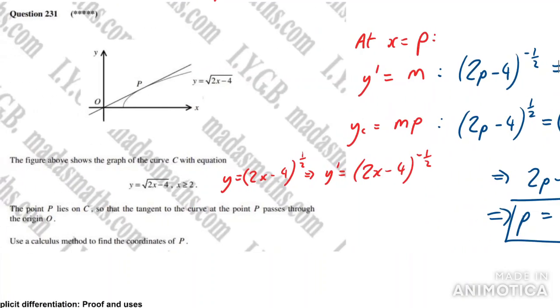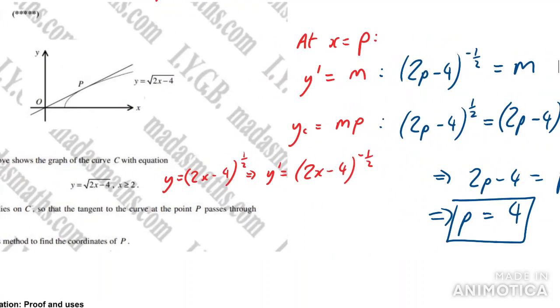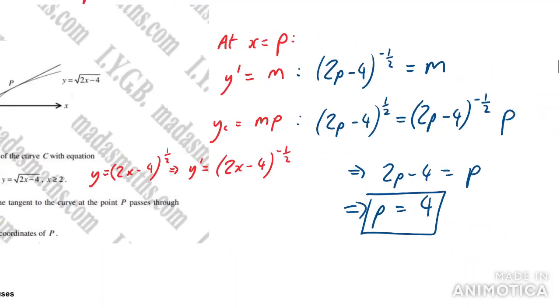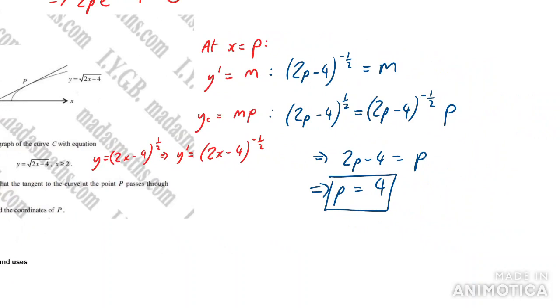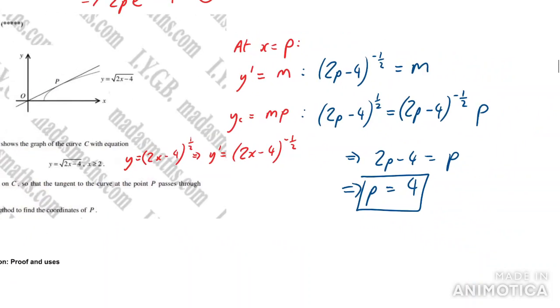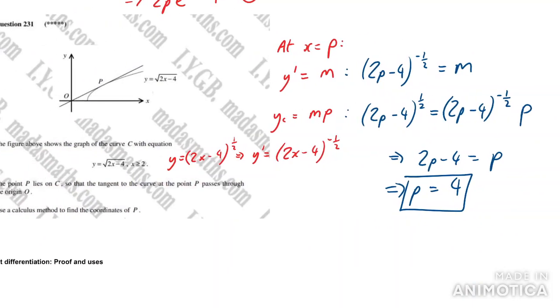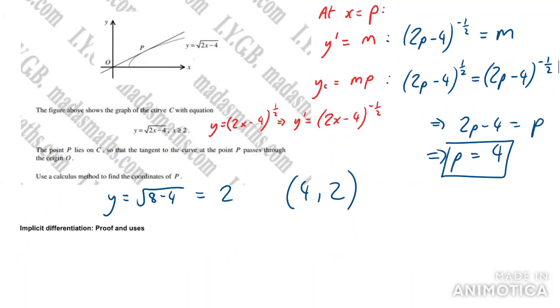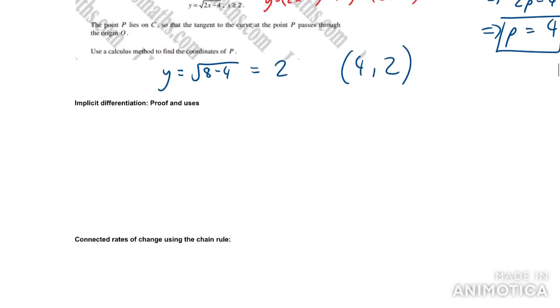So that's our x value. And then find the coordinates of P. Okay, so that's our x value, so we want our y value. And we can get that by subbing it into our curve, which is y equals root of 8 minus 4, which equals root 4, which is 2. So our coordinates are (4, 2). That's it. Okay, so then we get on to the last couple of bits.